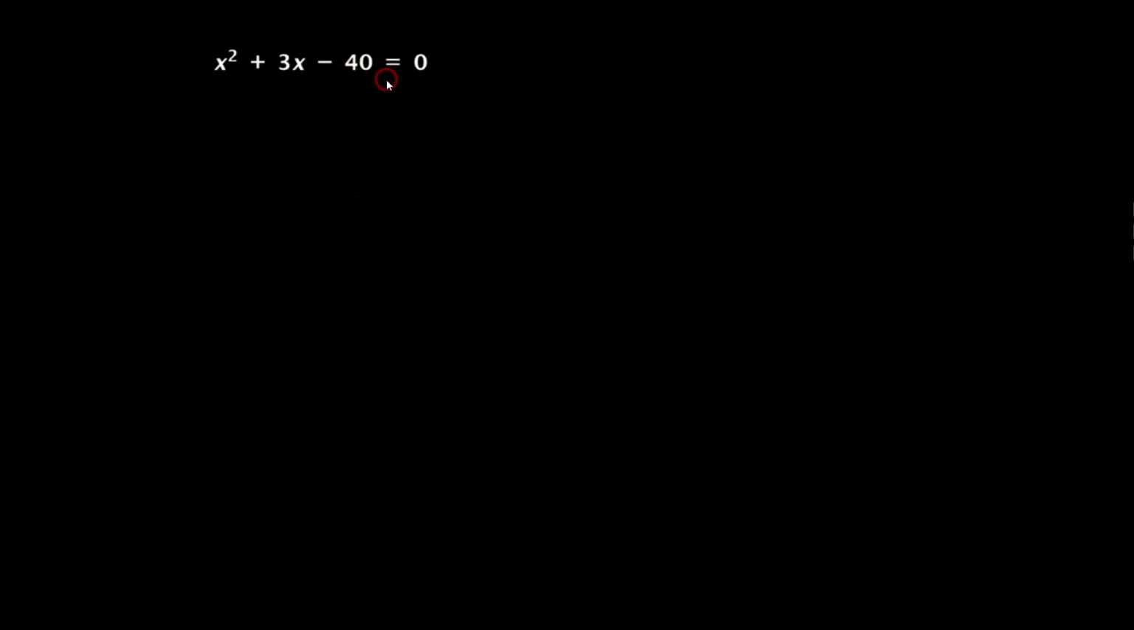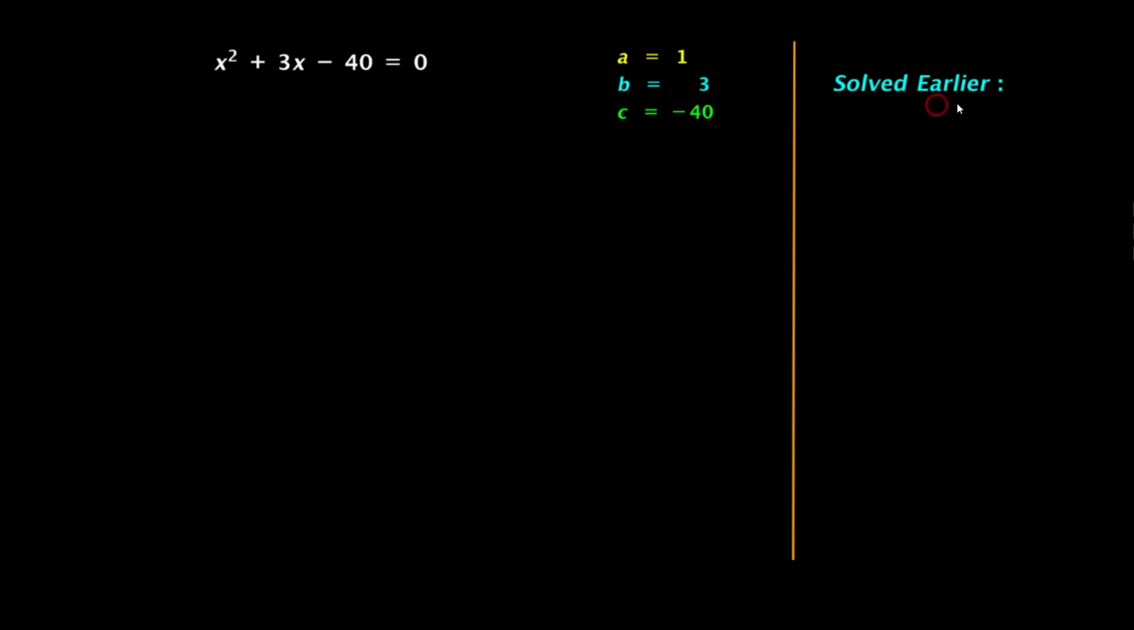This example, we have done it before. You can see the previous videos, but we are going to use the same example just to see how the quadratic formula works. How we get a is 1, how we get b is 3, how we get c is negative 40. We are just describing it in moments. So that's just a recap. We have done it on the previous videos.